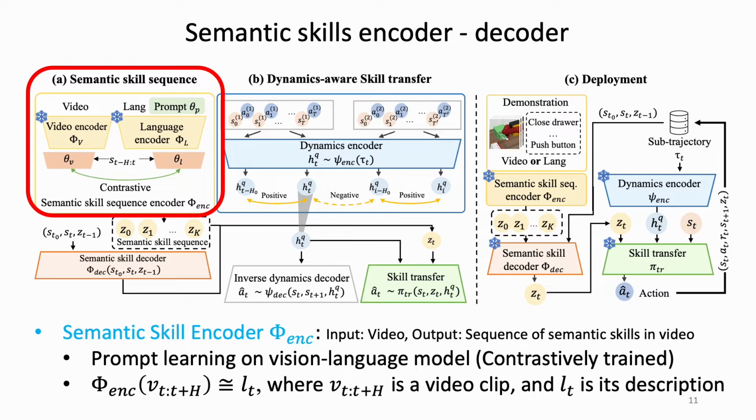The loss function used for prompt learning is a classification loss. Specifically, we input a video clip of frame length h into the VLM clip and prompt it to predict the semantic skill depicted in the video clip.